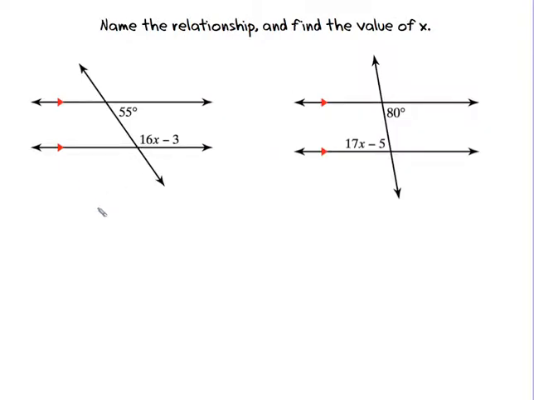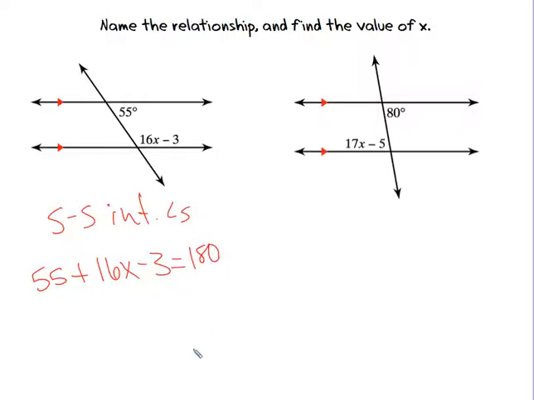All right, so these are same side interior angles. Those are the ones that add up to 180. So 55 plus 16x minus 3 should equal 180. So I would first combine my like terms that are on the same side. Then I would subtract the 52.